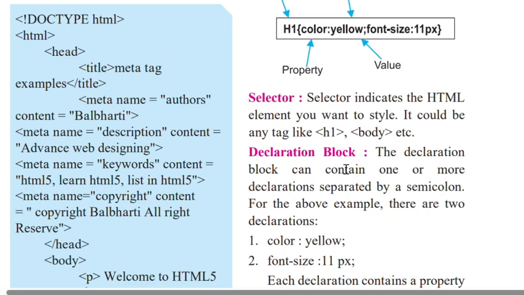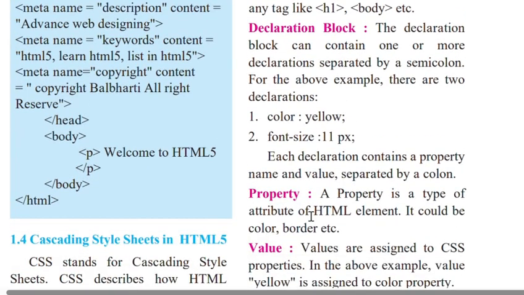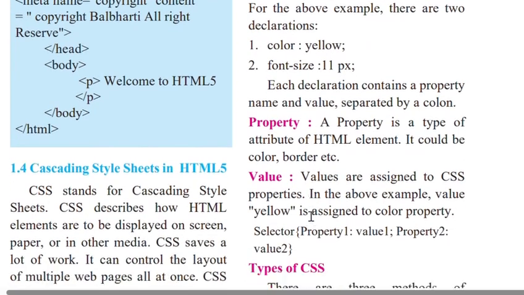Next we have the declaration block. The declaration block can contain one or more declarations separated by a semicolon. For the above example, there are two declarations: color yellow and font size 11 pixel. These are two different declarations, and each declaration contains a property name and a value, both separated by a colon.